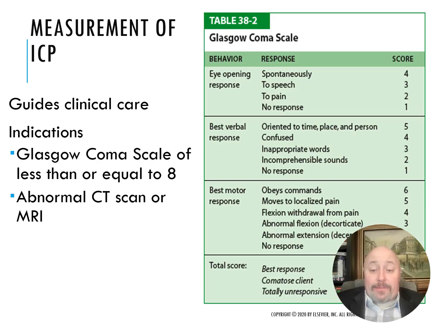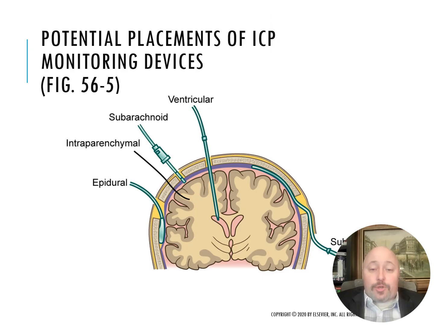As some of you may have already seen in your own practices, on the right-hand side we have the Glasgow Coma Scale that assesses the patient in three areas: eye-opening response, best verbal response, and best motor response. A score of 8 or less does indicate a coma. Here we have the potential placements of intracranial pressure monitoring devices.